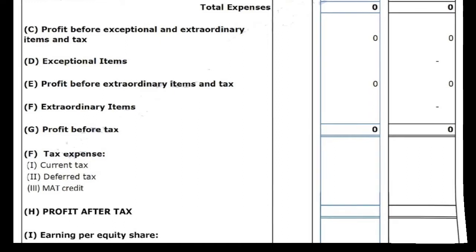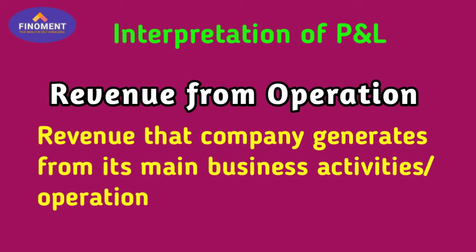First part will be revenue from operation. Normally revenue is called, in technical language, the top line. Top line means sale of the company. The sale a company generates from its main business, that is its core business, is called a sale.